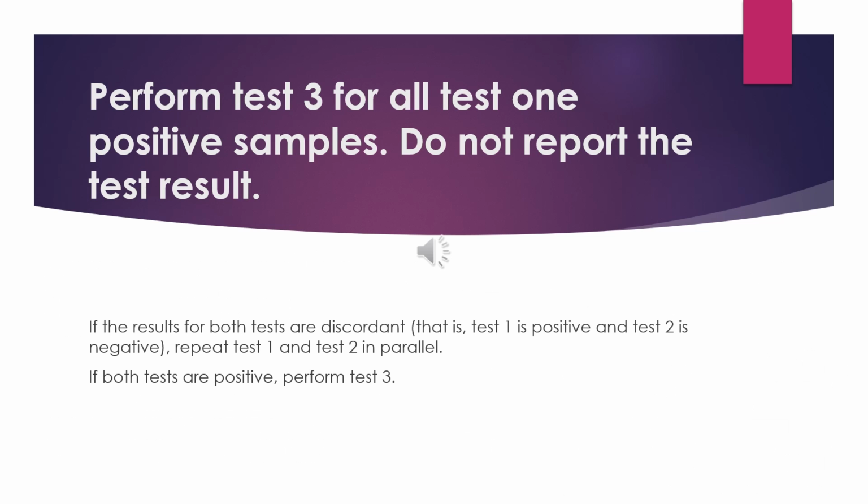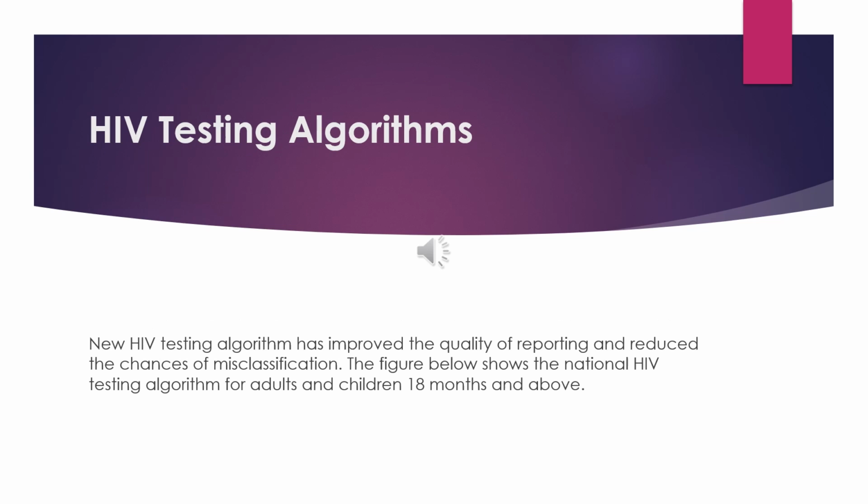If test 1 and test 2 are both positive, that has to be finally confirmed with the third test, and the test procedure remains similar. If this test is also positive, the person is diagnosed as HIV positive and is connected with the ART center for follow-up. We have already discussed the HIV testing protocol of the World Health Organization, and these testing algorithms have improved the quality of reporting and reduced the chances of misclassification.